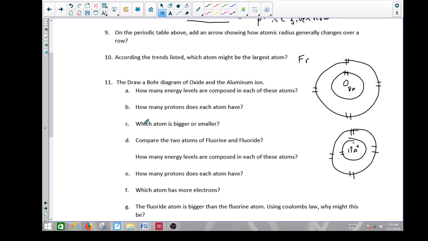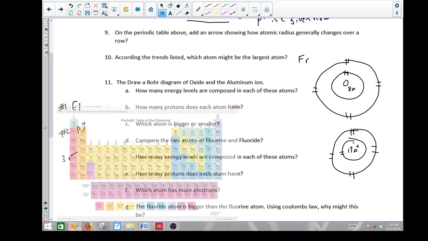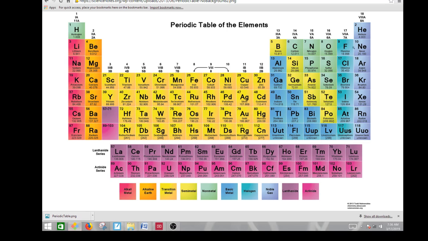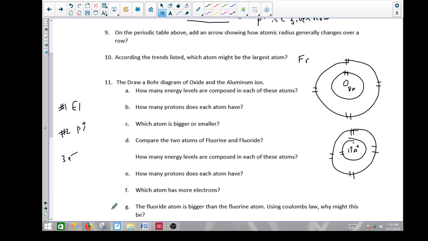All right. Which atom is bigger? Which atom is smaller? Okay. Like I said, we go from number 1, number of energy levels, number 2, number of protons, and then number 3, electrons. Okay, these guys are in the same energy level. You should note, after they've gained or lost electrons, they both have 2 full energy levels, just like neon. A fairly stable configuration, might add.